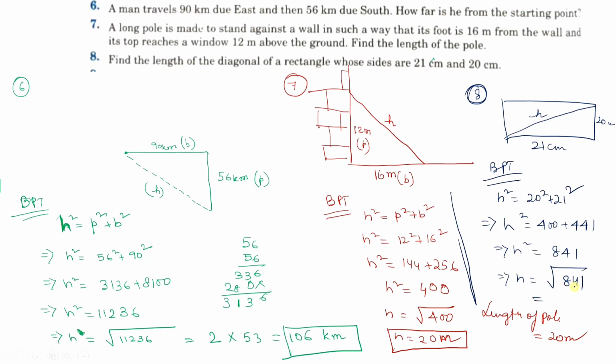What will be root of 841? Again this one is a prime number, means you have to get it by hit and trial method. So let us check 841. Try it like this, 31 into 31. Okay, this one is getting bigger, so try 27, no 29. 29 into 29 is 841. Okay, so this one will be 29 centimeter.